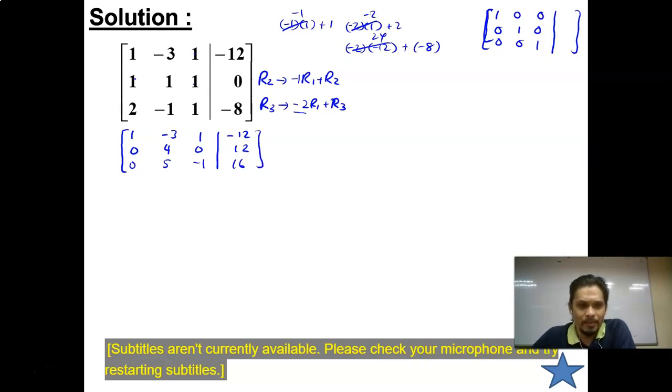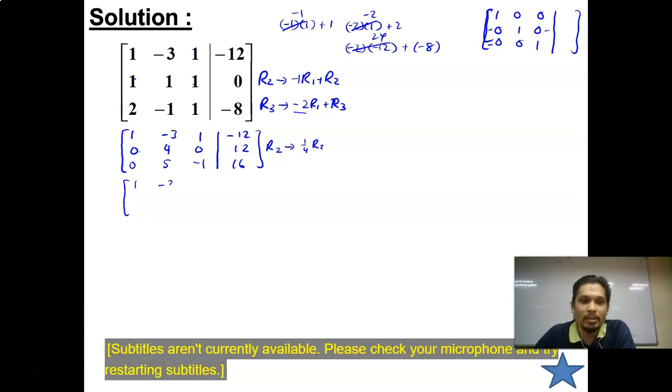Now class, I get this one here, 0, 0. And luckily, I get 0, 2 here. So I get 0, 0, and 0. We'll see if this 0 can remain until the end without any new instruction. So what I'm going to do now is make this 4 into 1. So the new R2 equals 1 over 4 multiplied with R2.